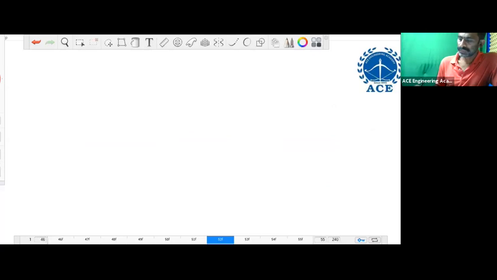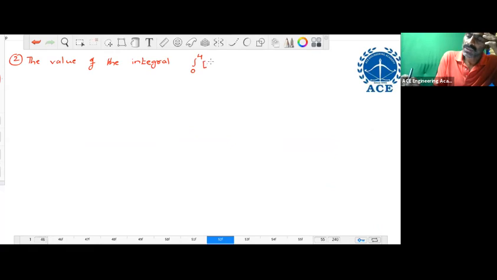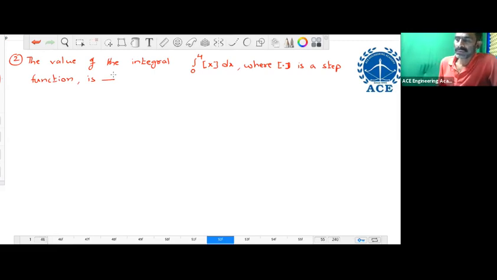Next, problem number 2. The value of the integral from 0 to 4 of the greatest integer of x, dx, where the square bracket is a step function, bracket function or greatest integer function.